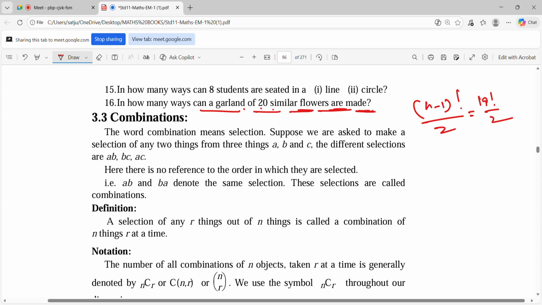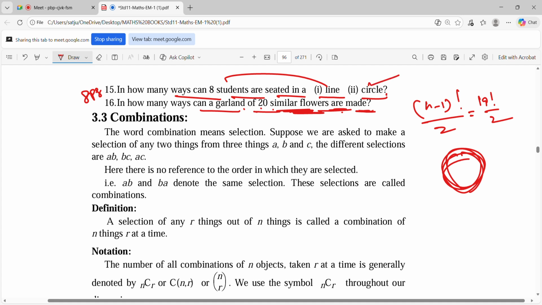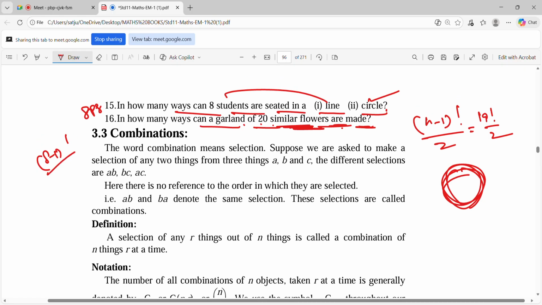Right, because similar flowers means what? Even if you see clockwise and anti-clockwise, both look the same here. That is the concept, so n minus 1 factorial by 2. Don't make a mistake. When you say 8 students can be seated in a line or a circle: line means 8P8, circle means 8 minus 1 factorial. For the 15th question, 8P8 or 8 minus 1 factorial. Here for the 16th question, n minus 1 factorial by 2.